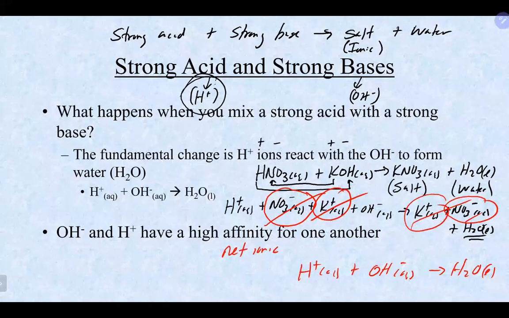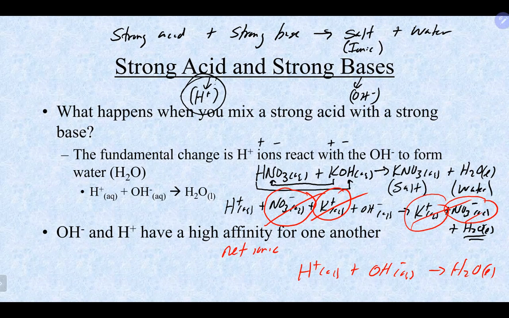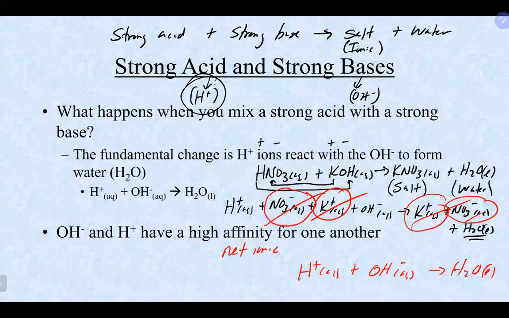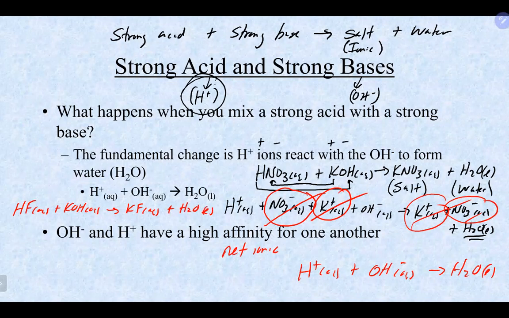If you had a weak acid and a strong base, your net ionic equation would be different because a weak acid is a weak electrolyte and would not break apart. So for example, it would look slightly different if we took something like HF and KOH. This would give us KF and H2O as our molecular equation.